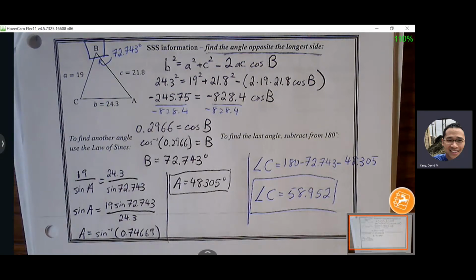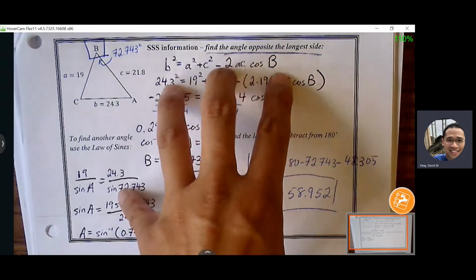Okay, so again, to recap what we did for side, side, side: if you see side, side, side, you know you're going to target law of cosines. The first thing you do is find that longest side. That longest side will lead you to the largest angle. Once you find your largest angle, then you know which formula to use. You want to use the formula that involves the largest angle, and then set up your equation.